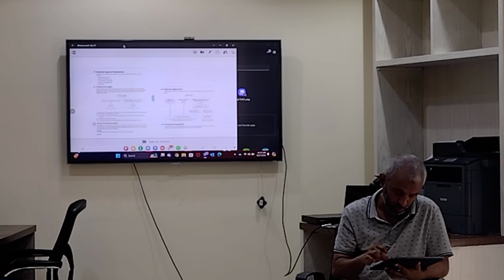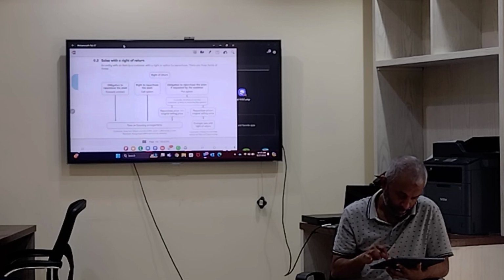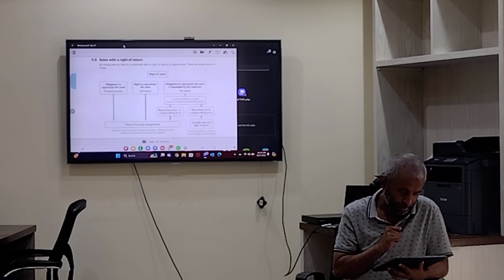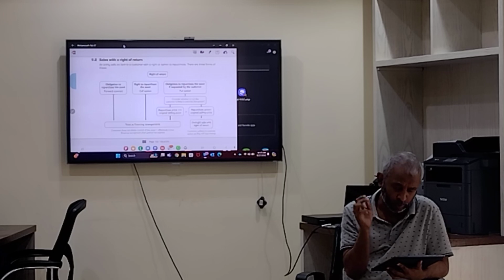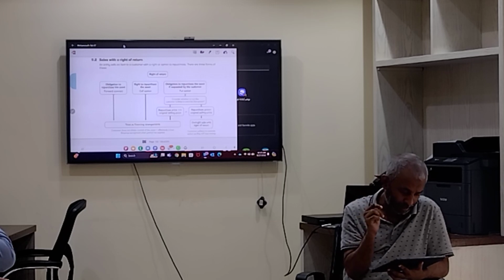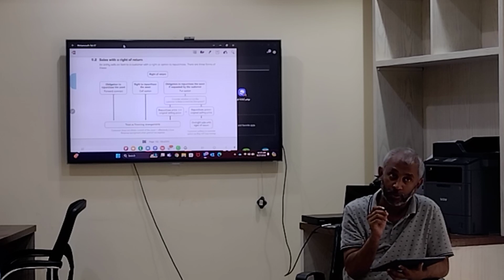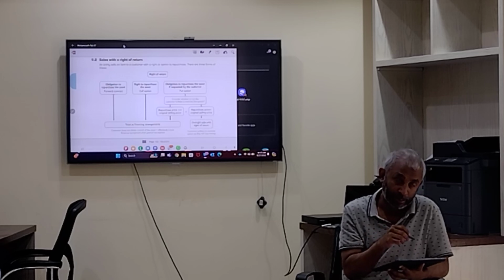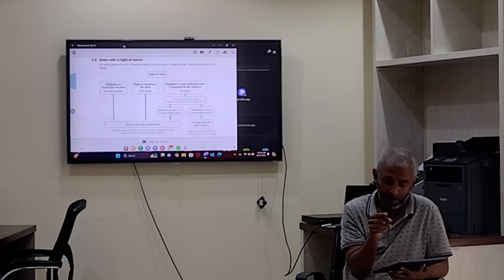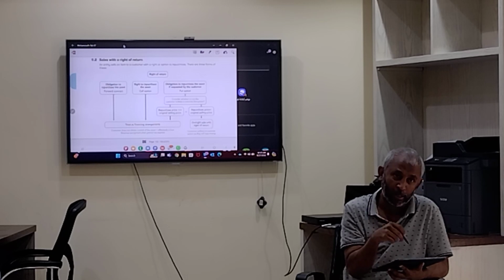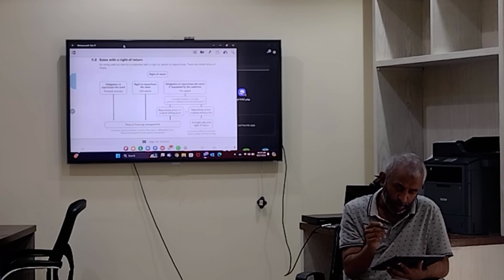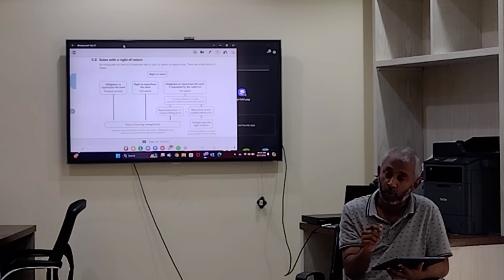Okay, this we don't need to worry about. Let's look into this diagram. An entity sells an item to a customer with a right or option to repurchase. There are three forms of this. Obligation to repurchase the asset, we call it a forward contract. When we study financial instruments, we will go into very detail of this. A right to repurchase the asset, we call it a call option. Obligation to repurchase the asset if requested by the customer, put option.